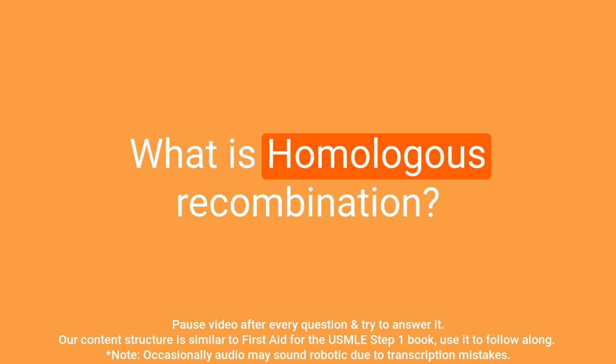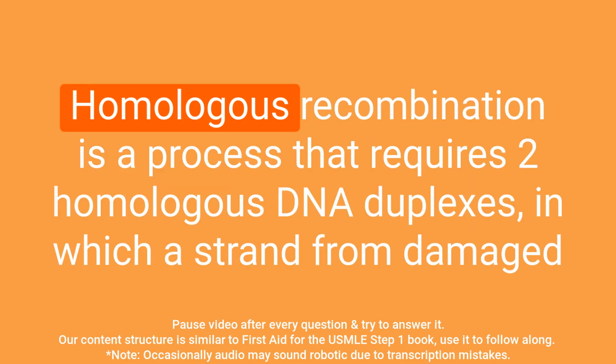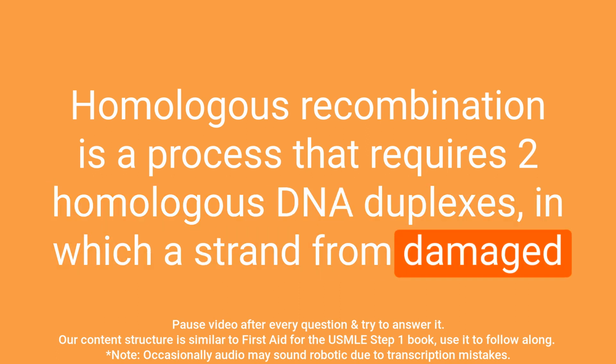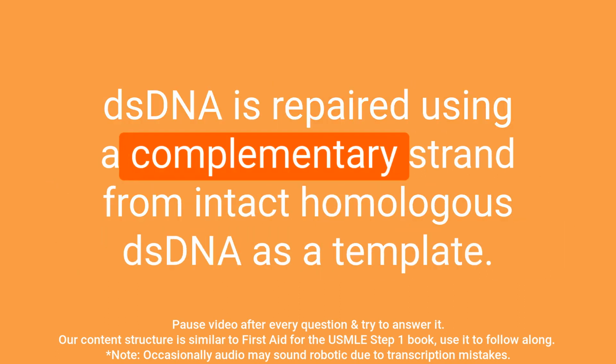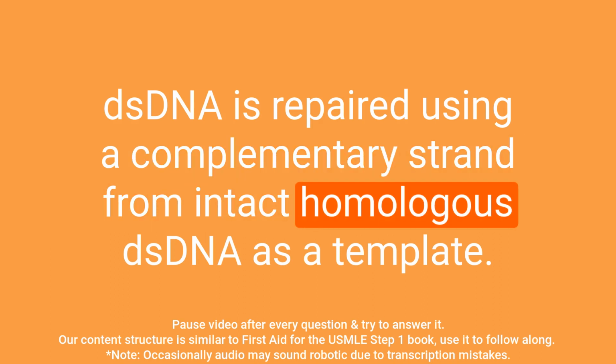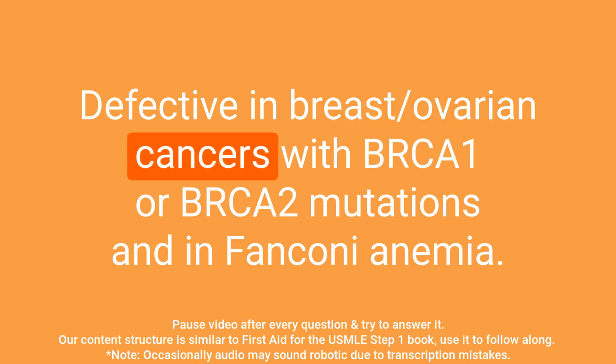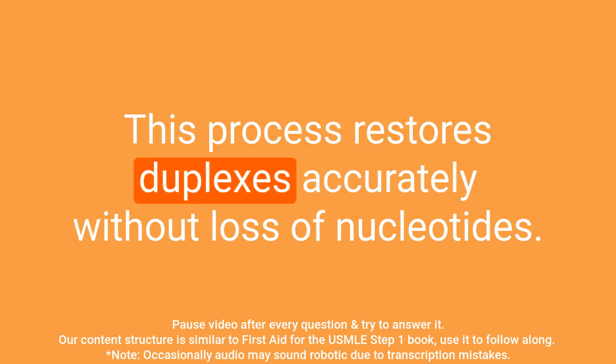Question: What is homologous recombination? Answer: Homologous recombination is a process that requires two homologous DNA duplexes, in which a strand from damaged dsDNA is repaired using a complementary strand from intact homologous dsDNA as a template. Defective in breast and ovarian cancers with BRCA1 or BRCA2 mutations and in Fanconi anemia. This process restores duplexes accurately without loss of nucleotides.